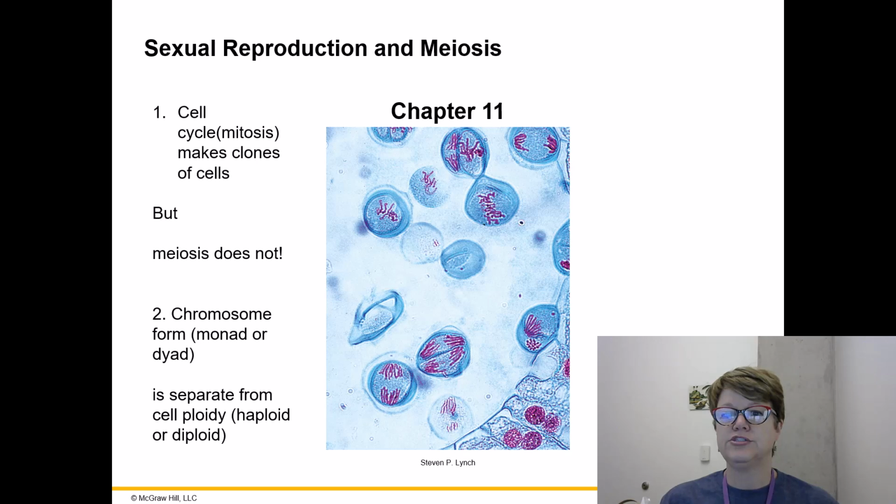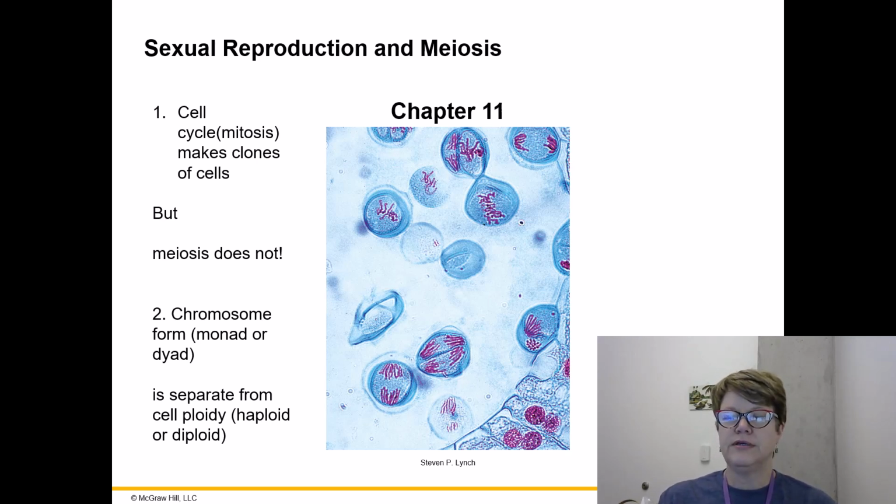Number 2, in chapter 10, we looked at chromosomes having 2 different forms. I use the word form, 2 different forms. A chromosome can be in the monad form, for example, in a G1 of the cell cycle. But then during S phase, the chromosomes replicate. And at that point, they're composed of 2 sister chromatids. And we call the whole chromosome at that point thereafter the dyad form. A monad chromosome counts as 1 chromosome. A dyad in its entirety counts as 1 chromosome. So we went over that in chapter 10, and that's still true.